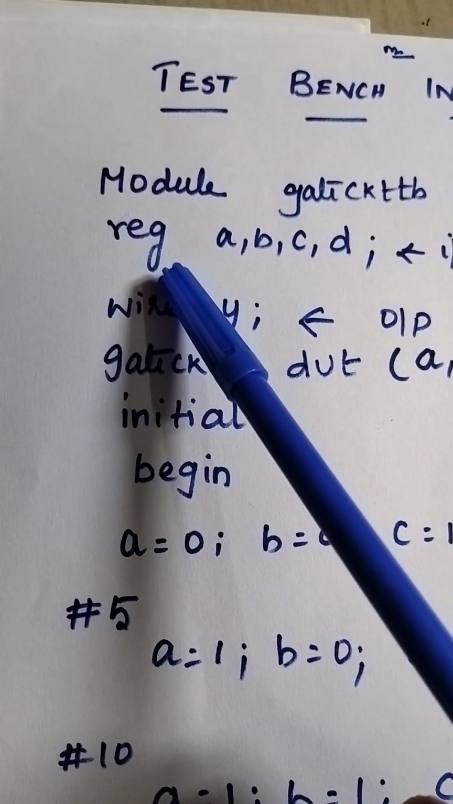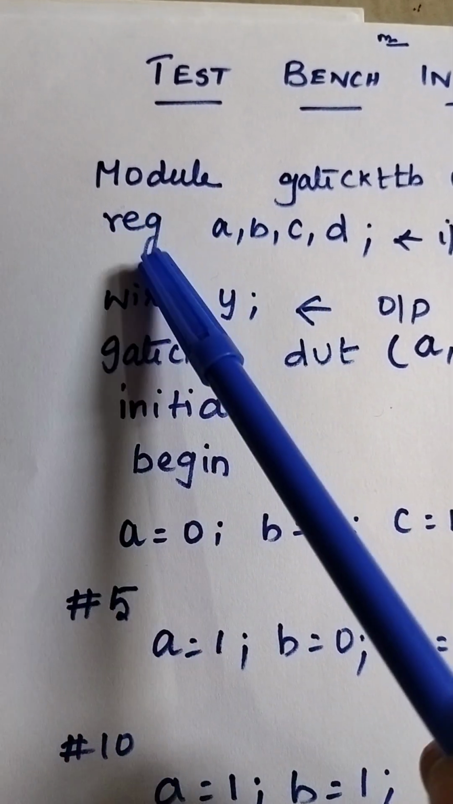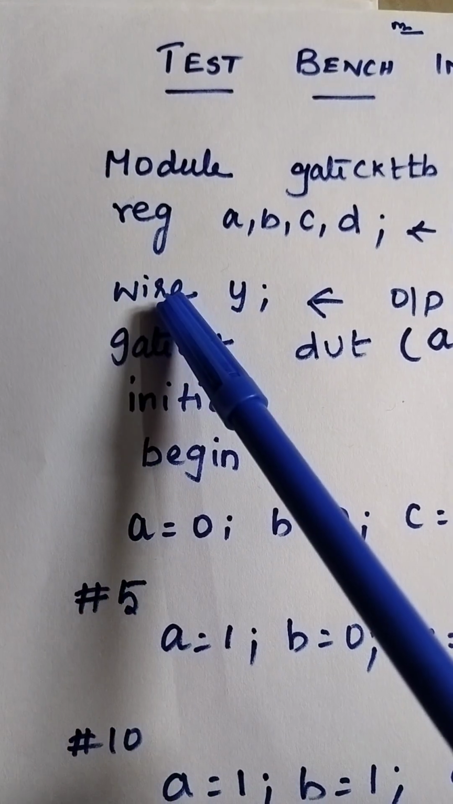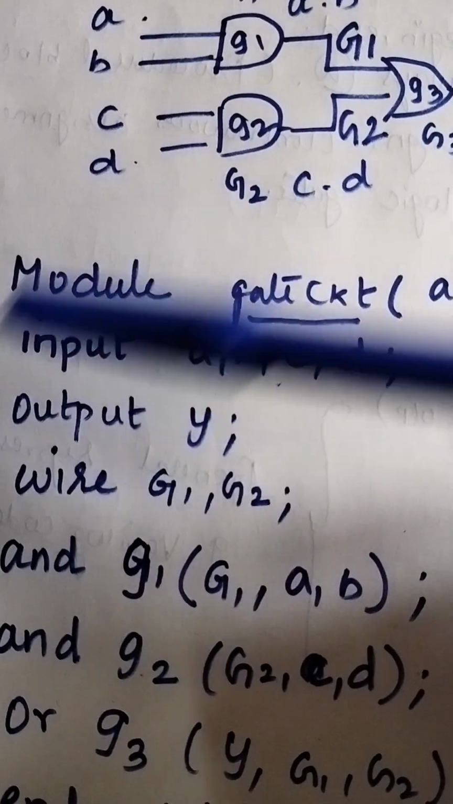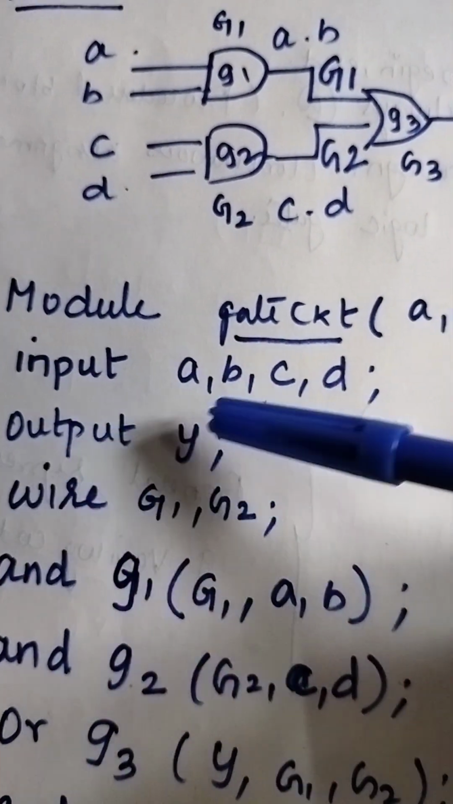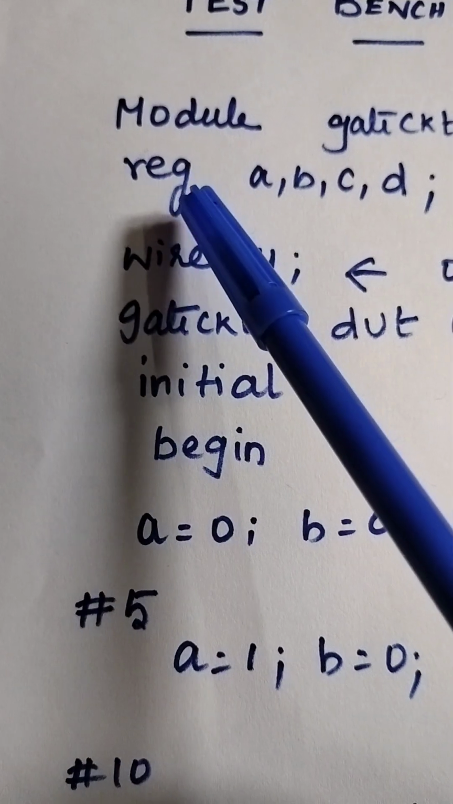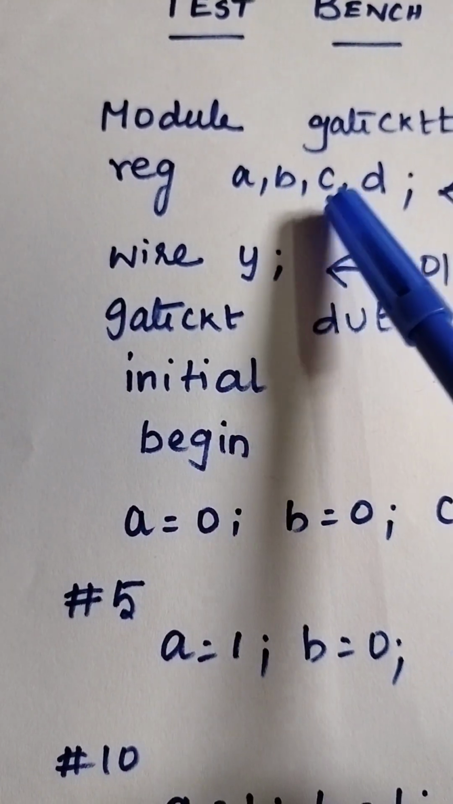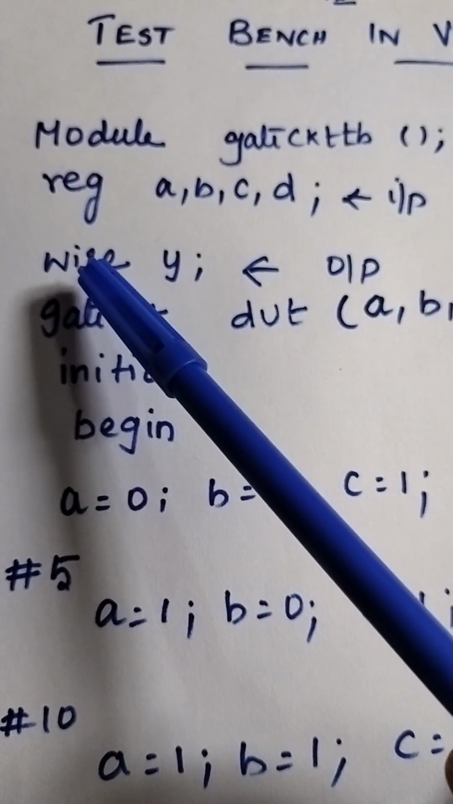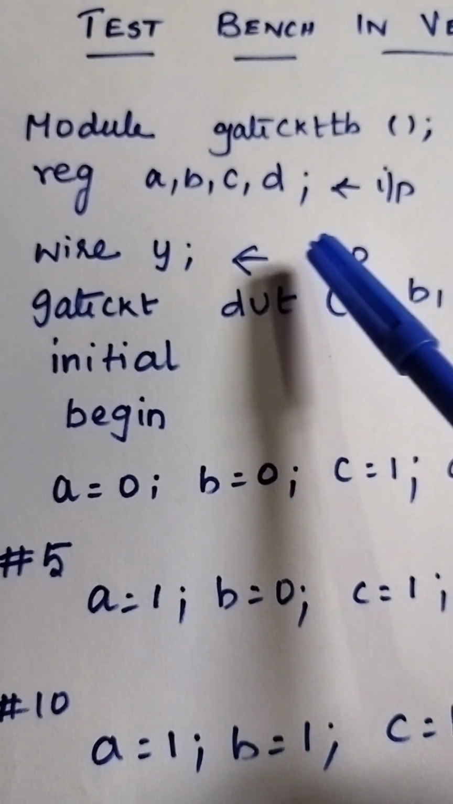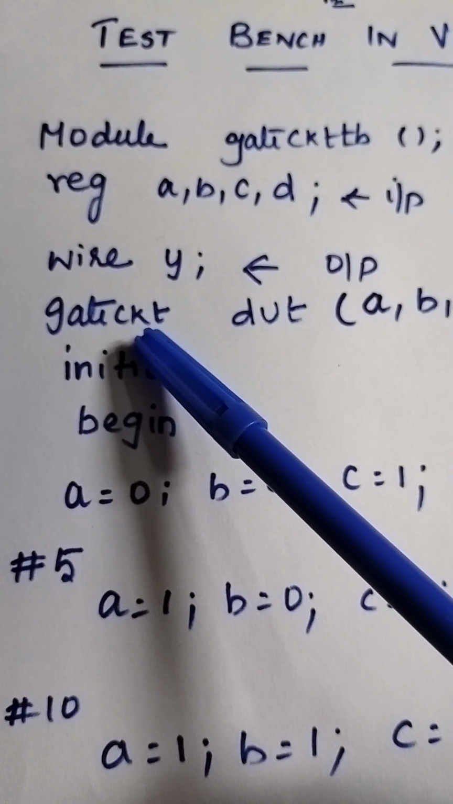Next, under your test bench, your input is represented using reg, and output is represented using wire. In the coding, input is A, B, C, D and output is Y. Here, input means you have to represent by reg A, B, C, D. It's representing your input. Similarly, wire Y is representing your output.